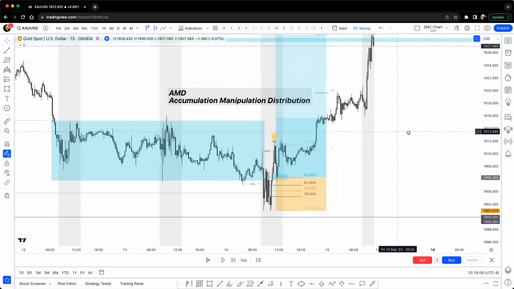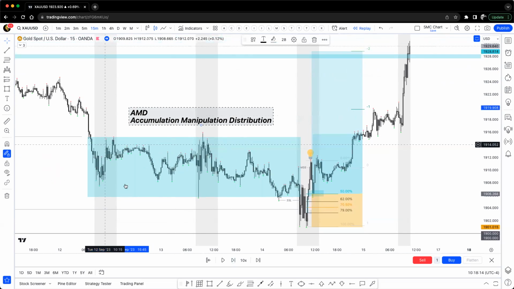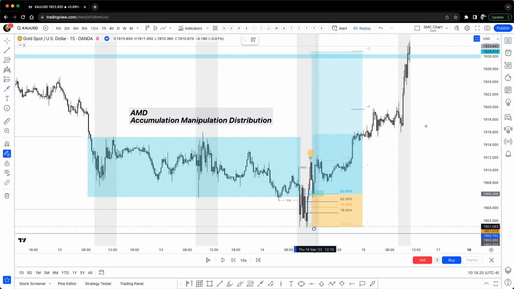Right. So look at that entire distribution. Amazing. So you have AMD, you have accumulation, manipulation, distribution. Beautiful move to the upside, like almost non-stopping.